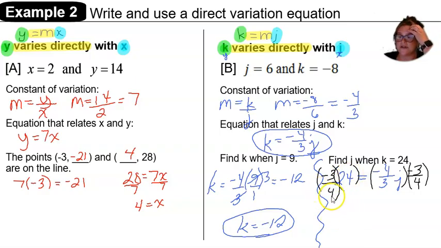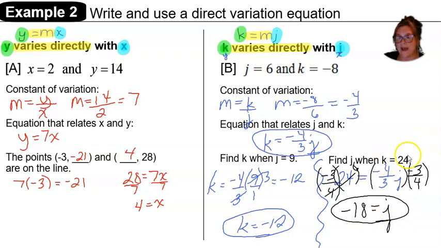Okay, 4 goes into 24 6 times. 6 times -3 is -18. And so j is equal to -18 when k is 24.